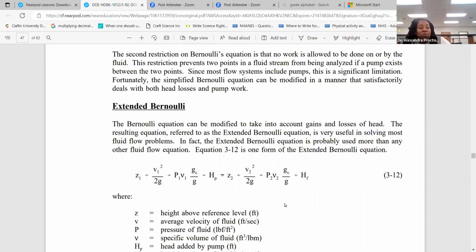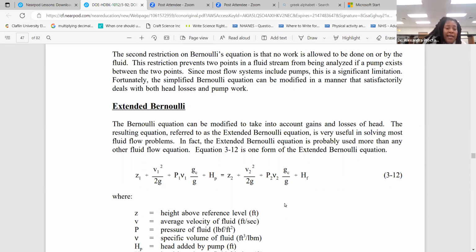And the extended equation is Z1 plus V1 squared over 2g plus P1 v1 gc over g, plus HP, is equal to Z2 plus V2 squared over 2g plus P2 v2 times gc over g plus HF.